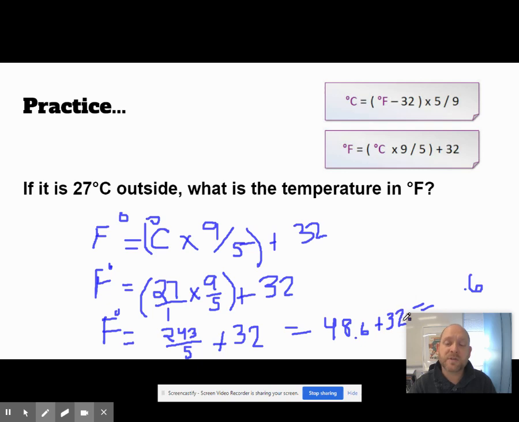Now we'll go to our whole numbers. 2 plus 8 would be 10, so that would give me 0 and a 1 over here. And 3 plus 4 is 7 plus 1 more would give me 8. So if I have a temperature of 27 degrees Celsius, my F is going to be equal to 80.6 degrees, or 80 and 6/10 of a degree Fahrenheit.